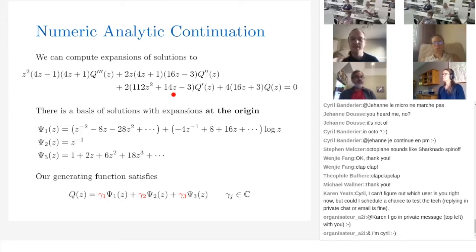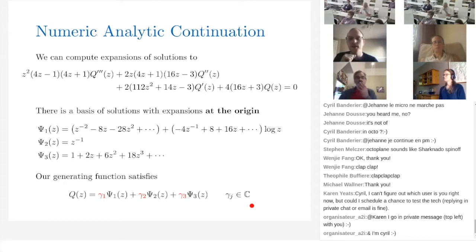And so using this method of Frobenius or similar methods, we can again compute a basis of solutions and expansions to this basis for any point in the complex plane. So for instance, we could say I want a basis of solutions whose expansions at the origin I know, and there are methods to compute this. Here there's the third derivative, so we have a basis of 3 elements. And our generating function, again, is a solution to the differential equation, and since we have a basis, it will be a linear combination of the basis elements.